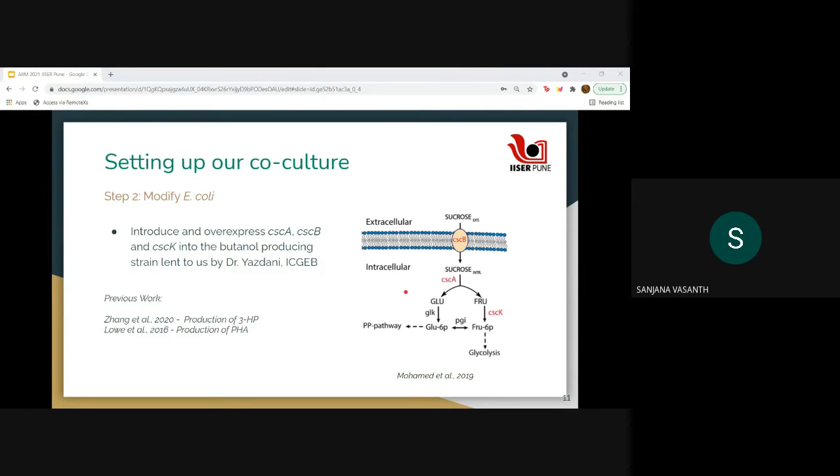The second step involves modifying a butanol-producing strain of E. coli lent to us by Dr. Yazdani from ICGB to take up sucrose and break it down. Again, we start with the permease coded by CSCB, this time working in the opposite direction, and also add two additional genes, CSCA and CSCK, that incorporate all the carbon in sucrose into the native glycolytic pathways.